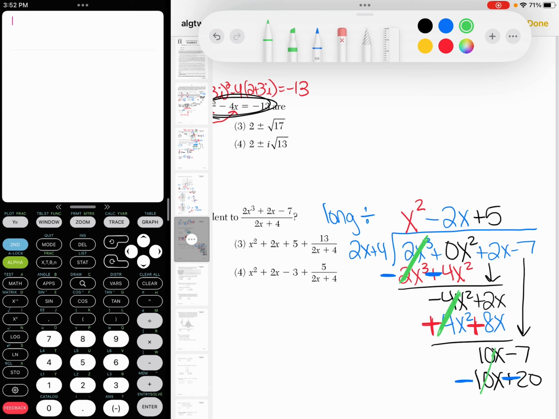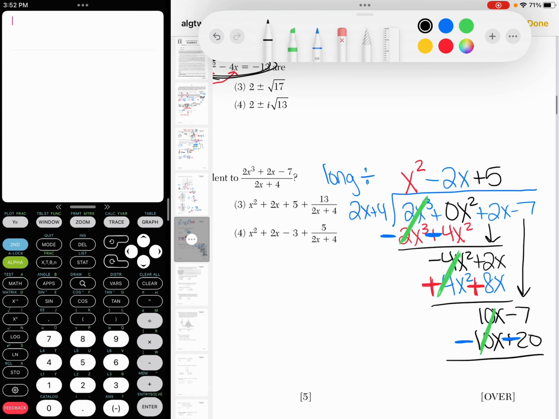When I subtract, these cancel. That's the goal. See how it happened in every line? And then negative 7 minus 20 is a negative 27.